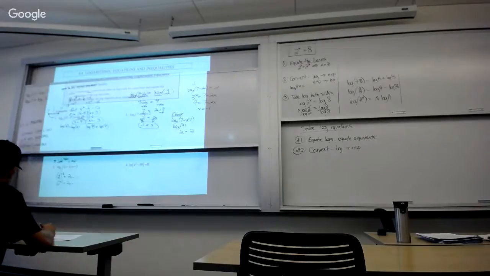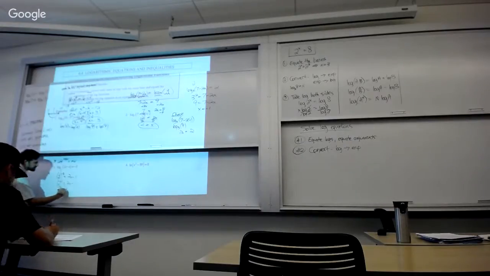You've all been practicing your powers of 2 as you walk around. 2, 4, 8, 16, 32, 64, 128, 256, 512, 1024. You've all been practicing that as you walk around campus and eat lunch and all that. So 8 equals 2x minus 1. So 2x equals 9. And so x equals 9/2, which is 4.5.